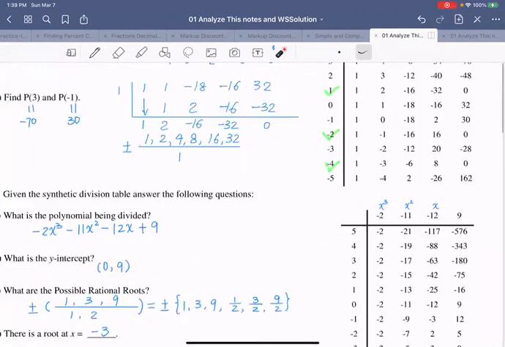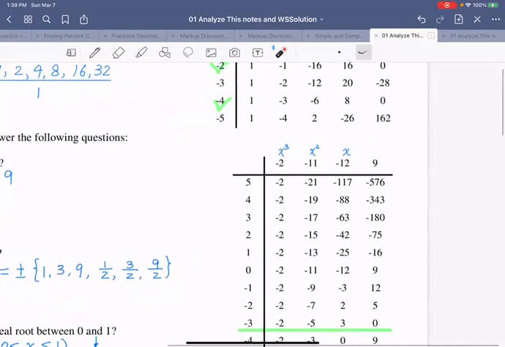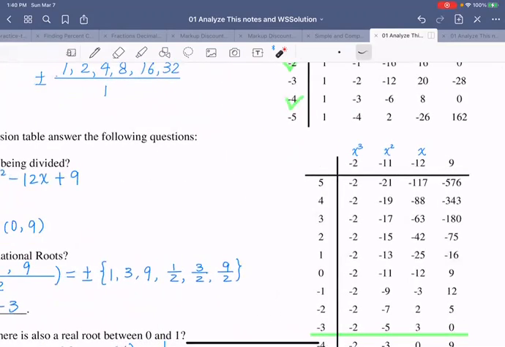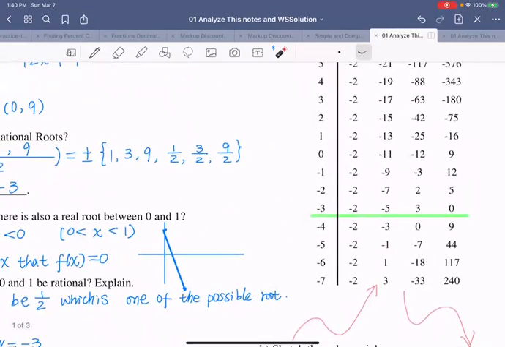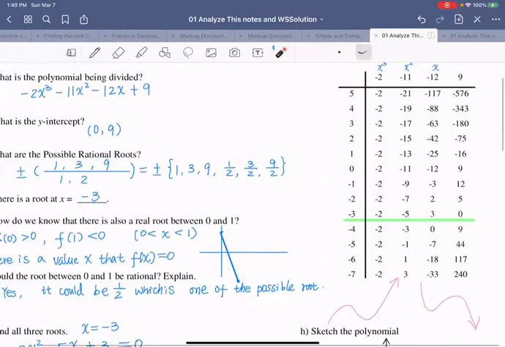Now, based on this table, who is one of the roots? -3. When you are looking for the roots, you are looking for the last term to be 0, and this one is 0, so -3 is one of the roots.